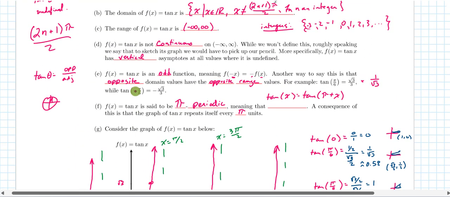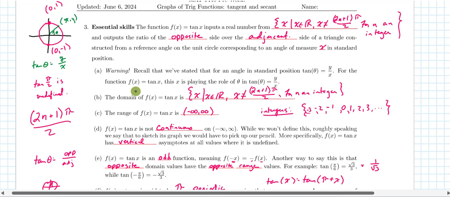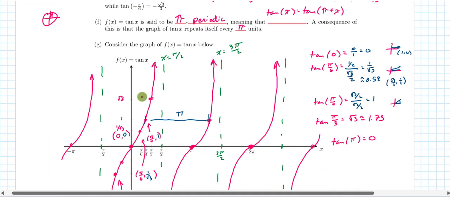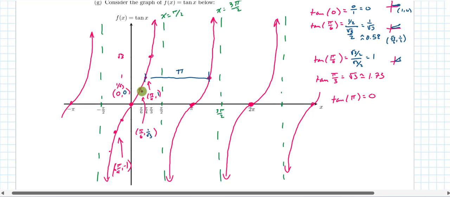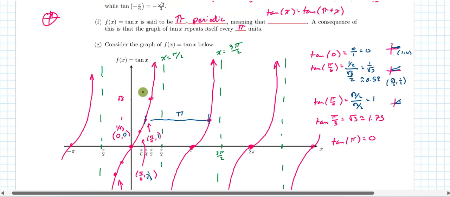Folks, that's a long video. I appreciate your patience as we went through this graph. I'll do the next one quite a bit faster when we look at the graph of the secant, but hopefully this gave you some insight into how we sketch the graph of the tangent function.